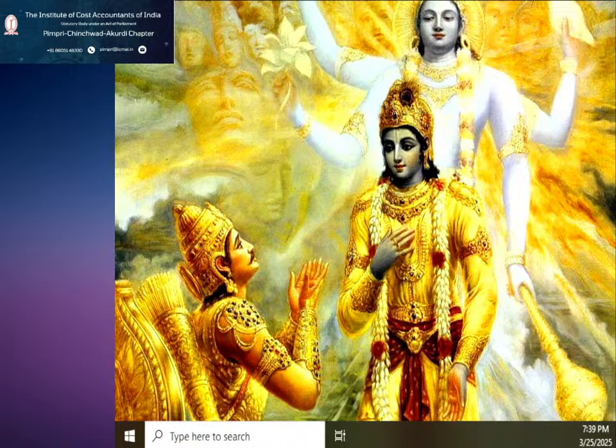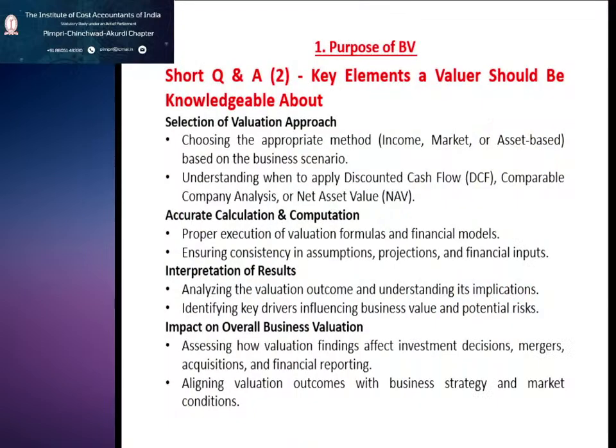So you will not find this in the study material per se. Study material has only a few liners for each short question, but I have tried to elaborately give you this so that you as a concept will be aware of what are the key elements a valuer should be knowledgeable about. What should be the skill set that a valuer should know in terms of valuation.